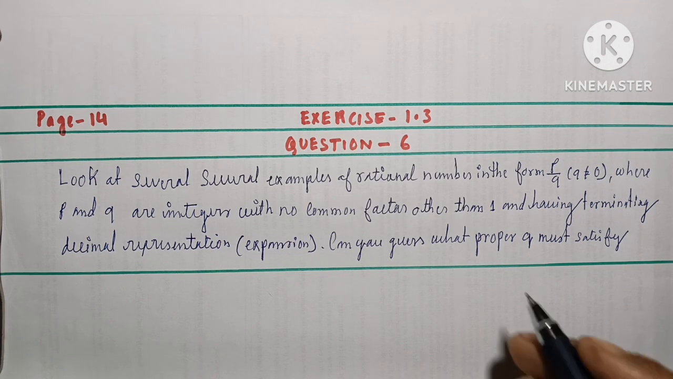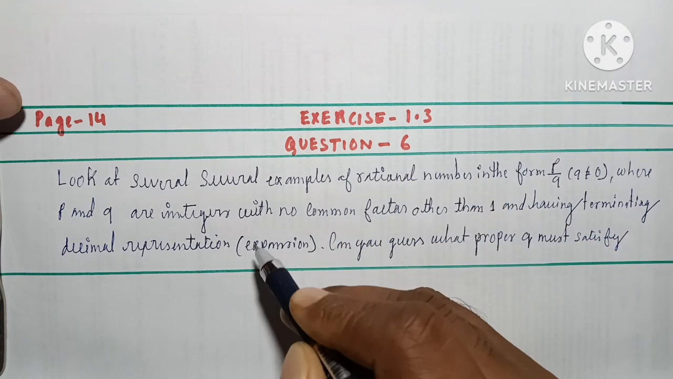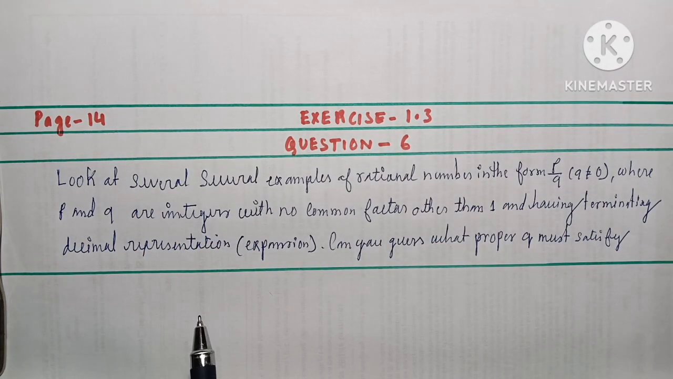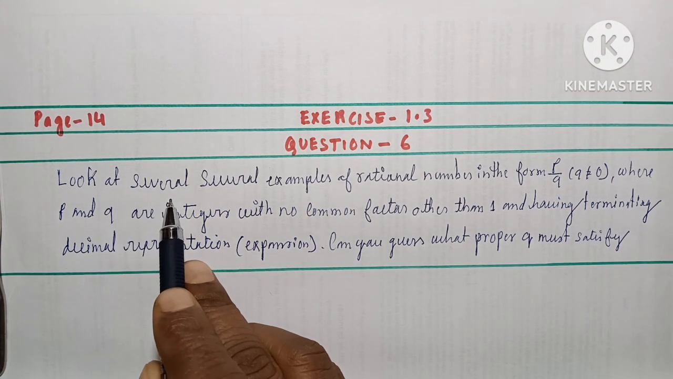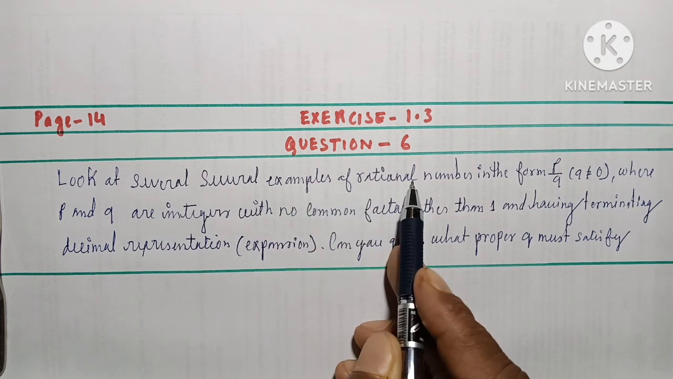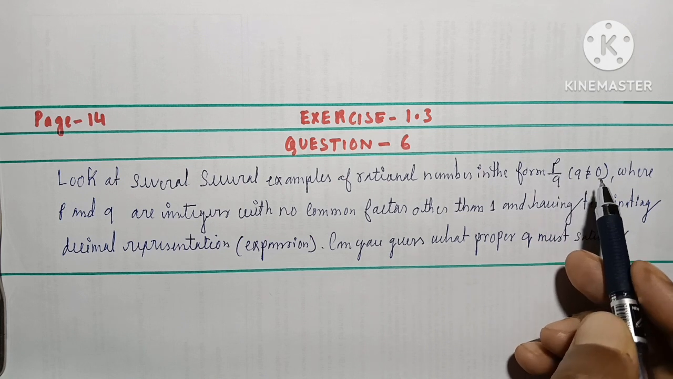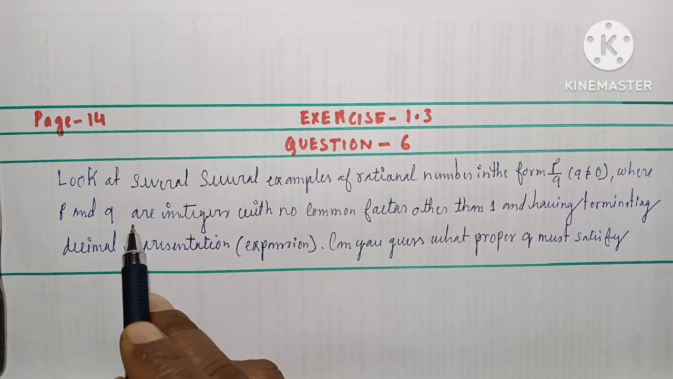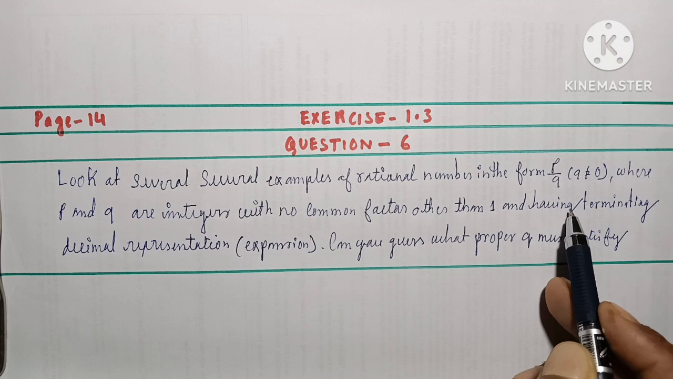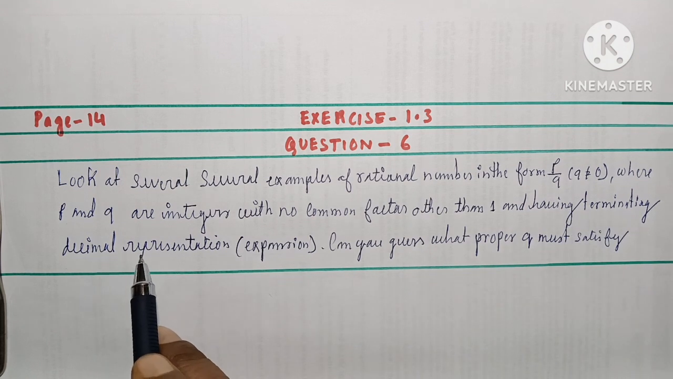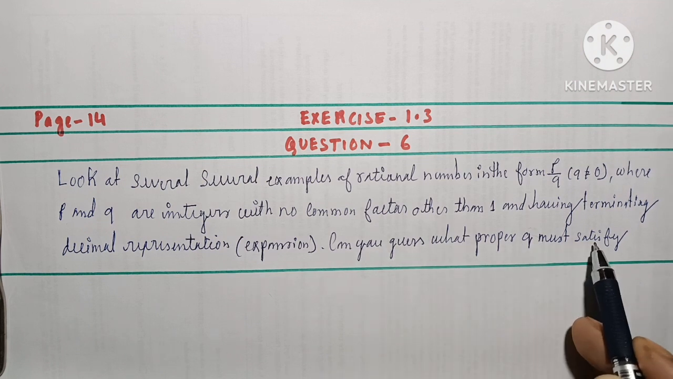Let's in this video we discuss exercise 1.3 question number 6 of your textbook page 14. And what is the question? Look at several examples of rational numbers in the form p by q, where q is not equal to 0, where p and q are integers with no common factor other than 1 and having terminating decimal representation or expansion. Can you guess what property q must satisfy?